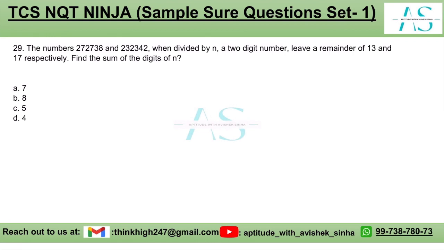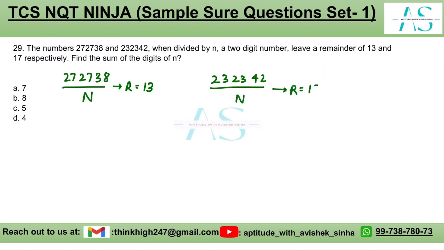The number 272738, when divided by n, a 2-digit number, leaves a remainder of 13. So here the remainder is 13. Next, when 23234 is divided by n, in this case the remainder seems to be 17. Now we need to find the value of n, and once we have the value of n, we need to take the sum of the two digits, the 100 digit and the 10 digit of this number, and then we need to answer it accordingly.